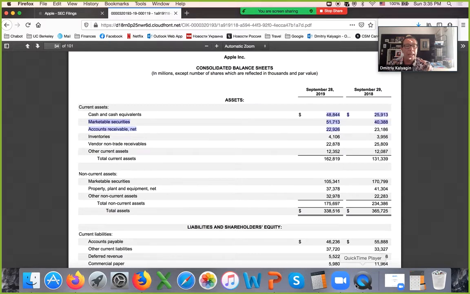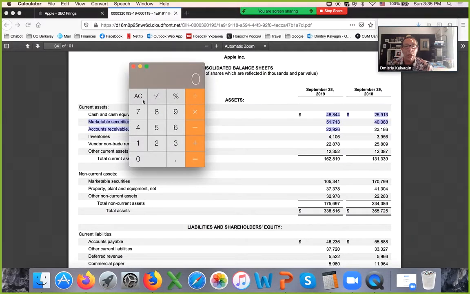So we're going to take cash and cash equivalents, which is 48,844, plus marketable securities, which are the short-term securities, 51,713, plus receivables, which is 22,926. These are quick assets. These assets quickly, within up to 90 days, will become cash.